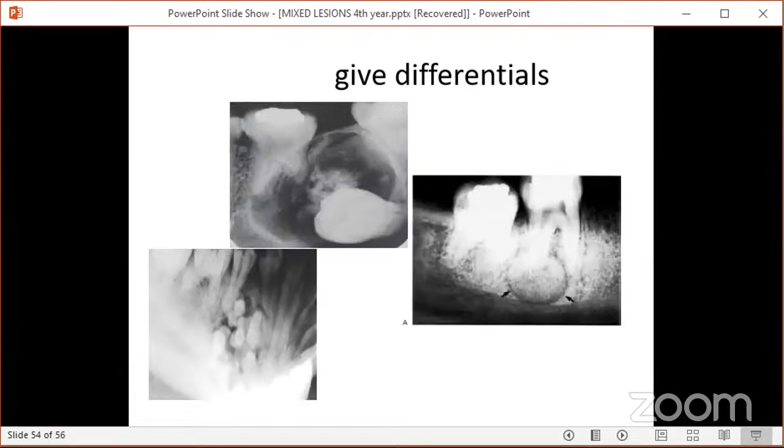So we are done with the lecture. These are just three radiographs for you to identify. First, you talk about the location, then the periphery, then the internal structures, and any effects that you can see on the surrounding structures.